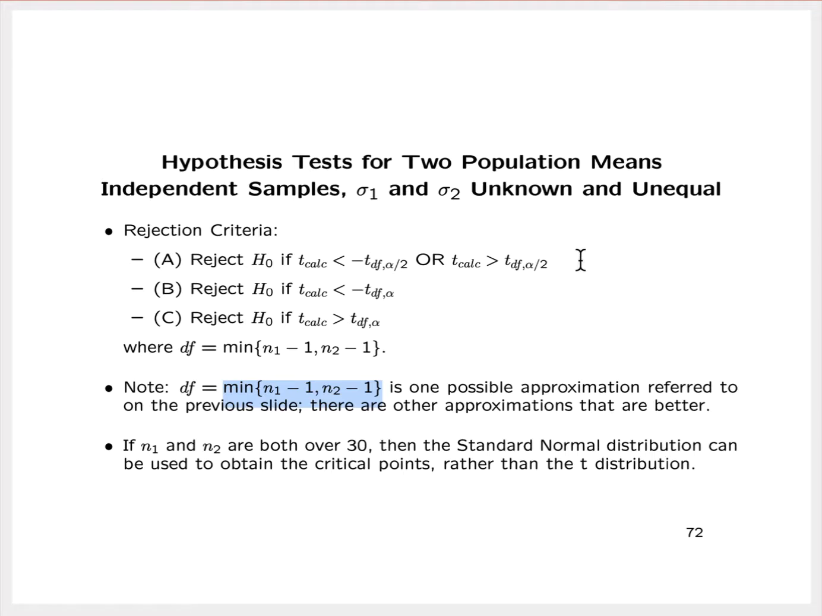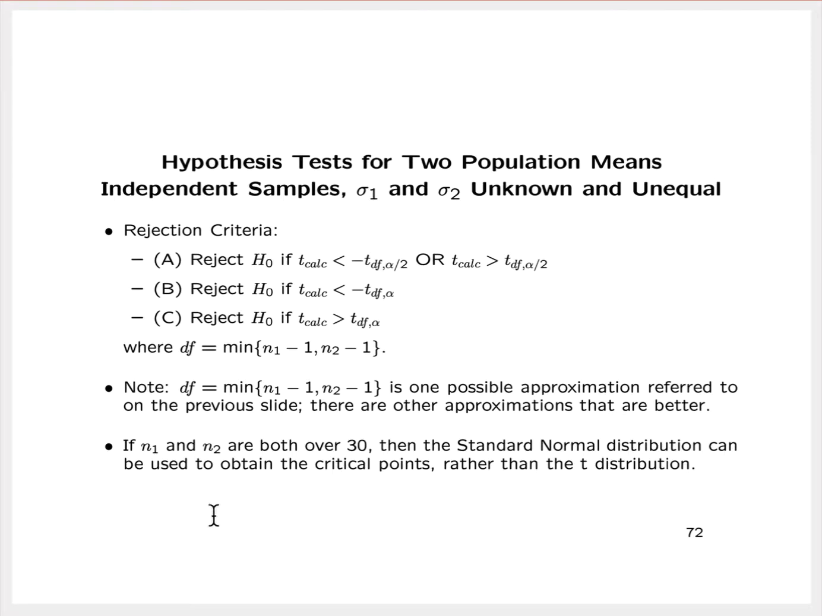So again, looking at the rejection criteria, we have the same three types of hypotheses. We have the two-tailed test, the left-tailed test, and the right-tailed test. And so you see here that the rejection criteria are the same as they would be for really any other t-test. The only difference is how we compute the degrees of freedom in this particular situation. Now, this is what we would do if one or both of these sample sizes is not greater than 30.